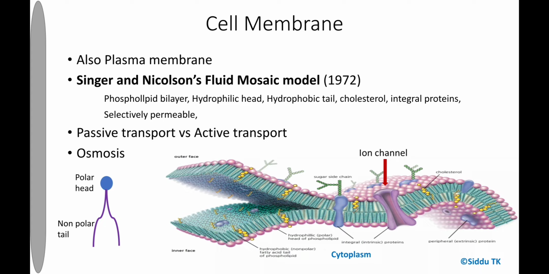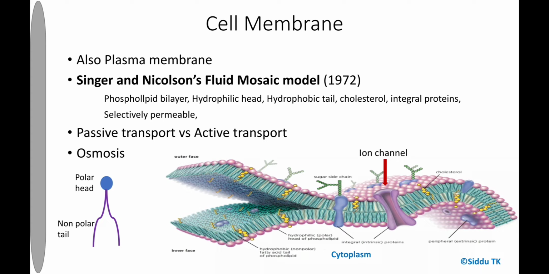Why is it called fluid mosaic? Because the membrane is capable of changing its shape under certain conditions, and proteins are embedded in the membrane as mosaic shapes scattered here and there. The fluid mosaic model says that the cell membrane is made up of two lipid layers, a bilayer. The lipid bilayer is made up of individual phospholipids.